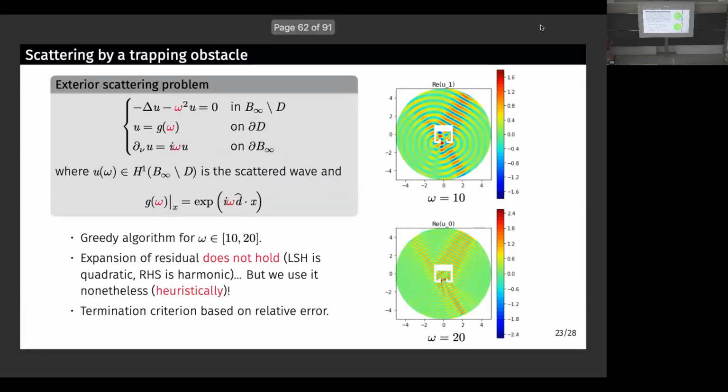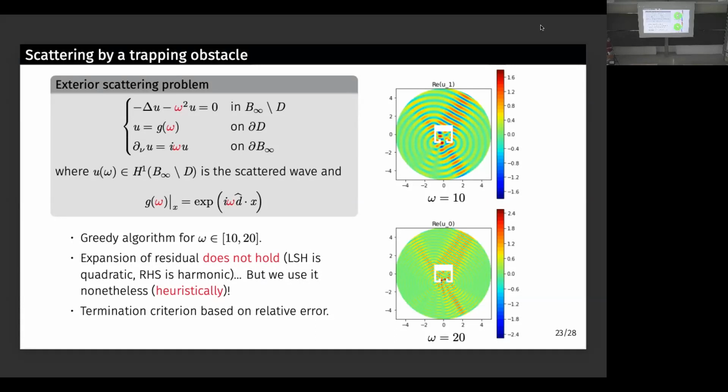All right. So a more interesting example, especially for this kind of audience: we're considering an exterior scattering problem with this trapping scatterer here. The problem is the one you might expect. We truncate the problem in a sufficiently large ball, and we impose a very crude Robin approximation of the Sommerfeld radiation condition. We apply the greedy algorithm with our estimator that we derived before.